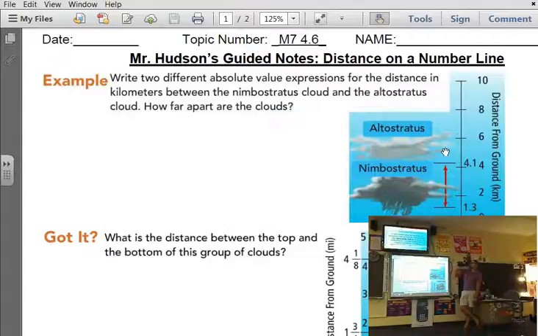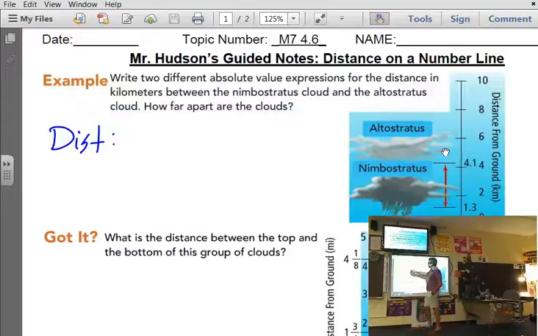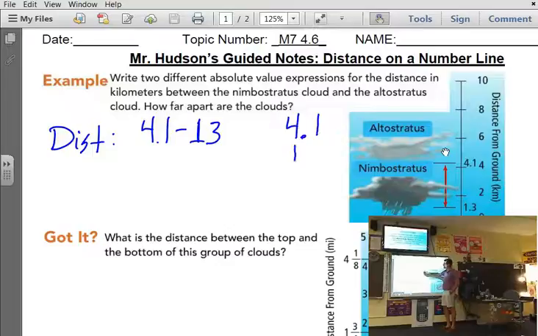Whitney, can we help you with something? Would we want to do 1.3 minus 4.1 or 4.1 minus 1.3? Well, when we do subtraction, what's easier? Big minus small or small minus big? Big minus small, right? So to find the distance between these, we can say that our distance is going to be that 4.1 minus the 1.3. Then we can set this up vertically. You guys, if I'm writing, you should be writing.